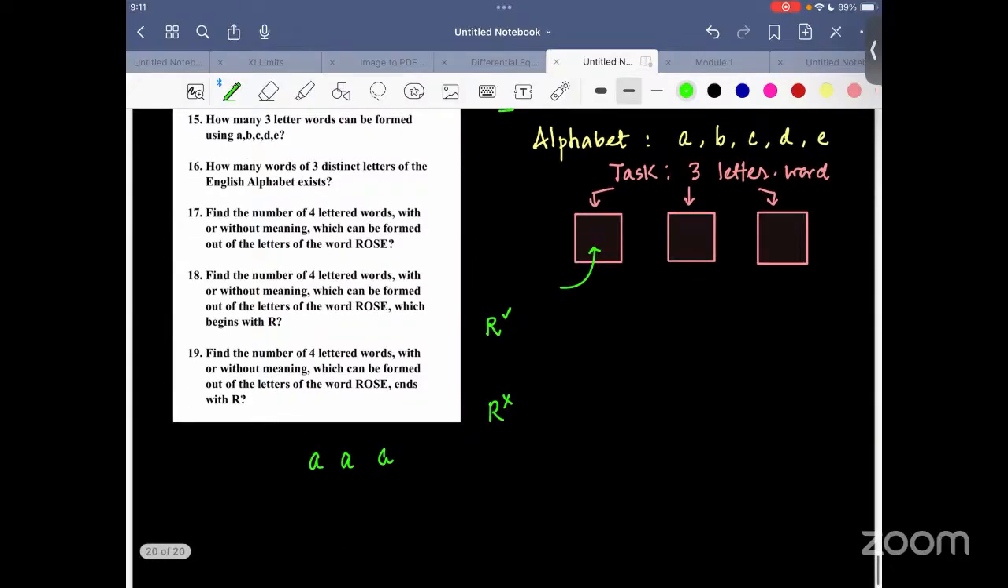Yes or no? C can be a word. So here the repetition is allowed. But when the repetition is not allowed, that means the digits, or the alphabets, are all distinct in nature. Is it clear?